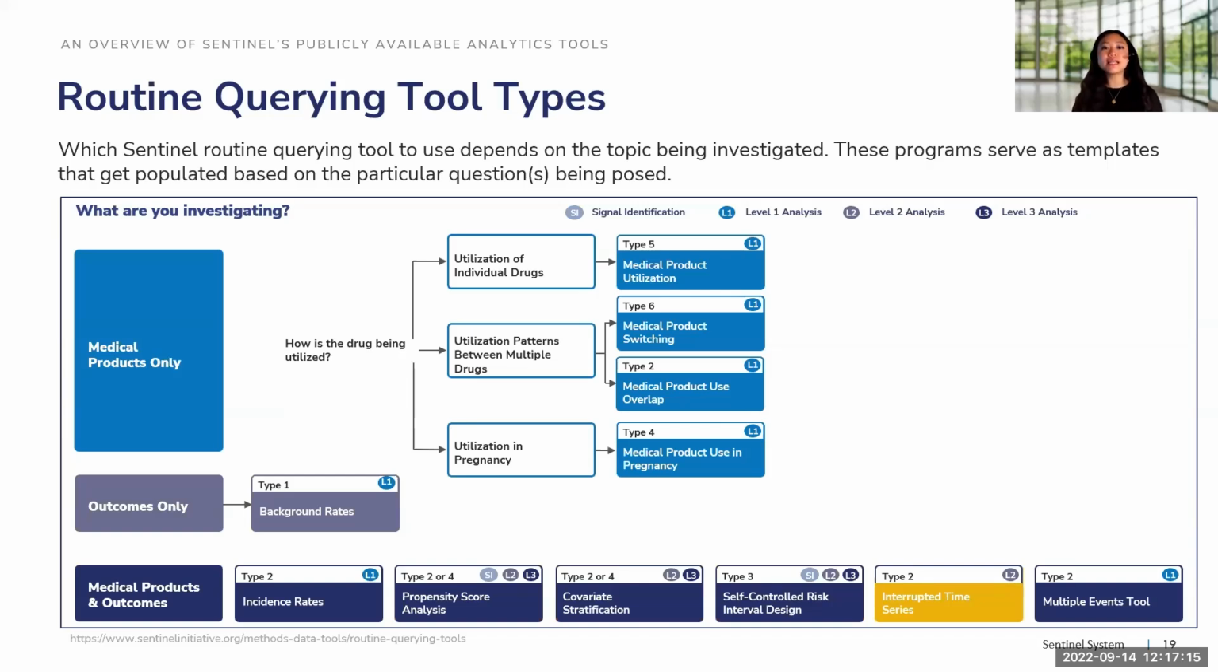If you are implementing an interrupted time series analysis, you may use output from a Level 2 analysis, type 2. Now let's launch into our second fact versus myth question.